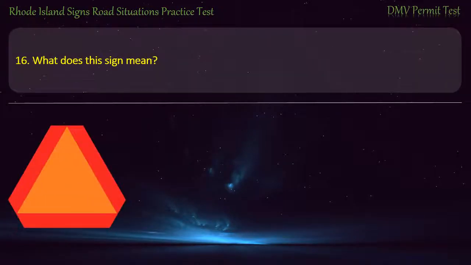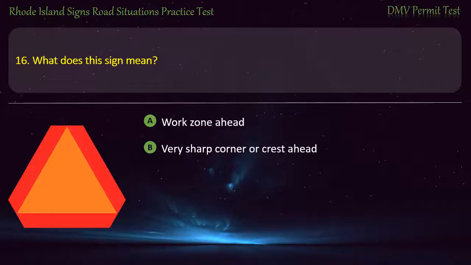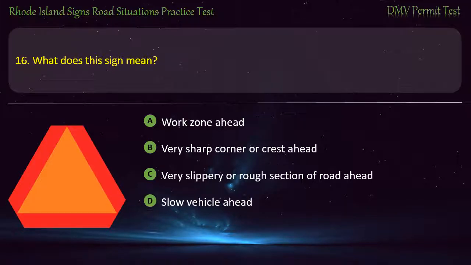Question 16. What does this sign mean? Work zone ahead. Very sharp corner or crest ahead. Very slippery or rough section of road ahead. Slow vehicle ahead. Answer. Slow vehicle ahead.